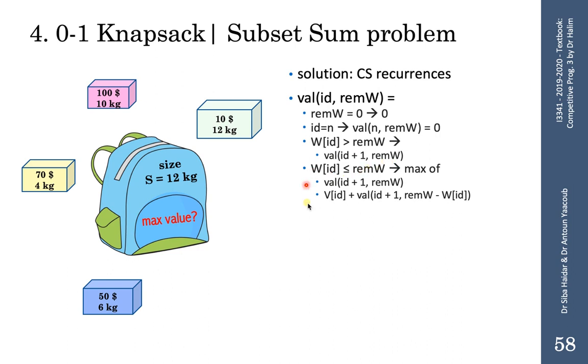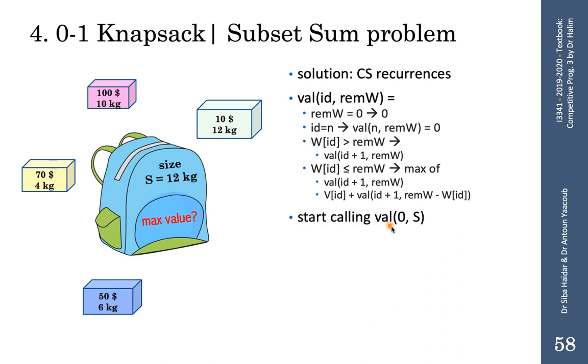If I have the choice, so what choice shall I take? Either I take it. In this case, the value will be augmented by the value of the current item, and the remaining weight will be decremented with the weight of the current item. Or I see, what if I didn't choose it? So I take the maximum value that either of the choices can return to me.